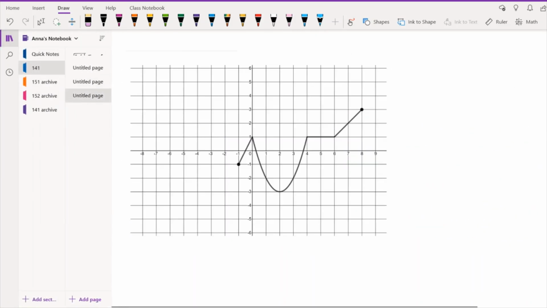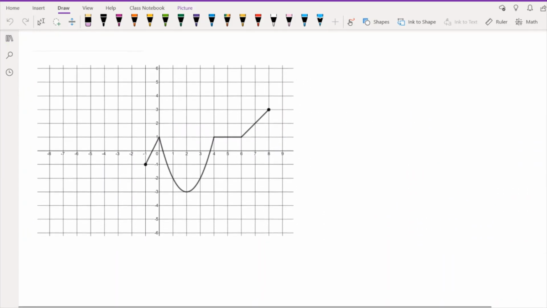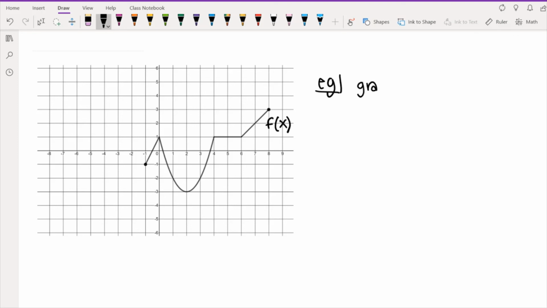Okay, so let's now do a couple of examples using our old friend here, this funky graph. So we're going to call this function f of x. And we're going to basically sketch a few different transformations of this graph. So first one that we're going to do is just 2 times f of x.